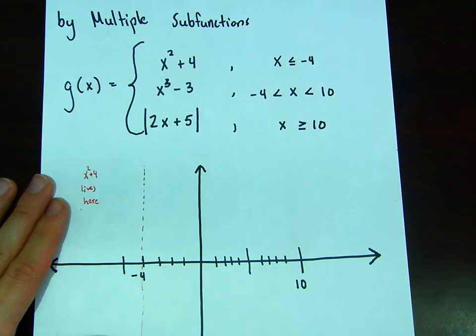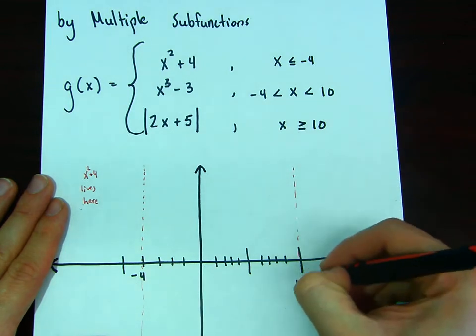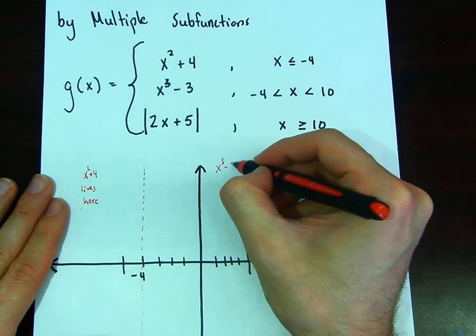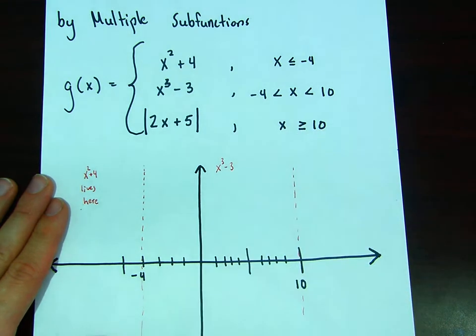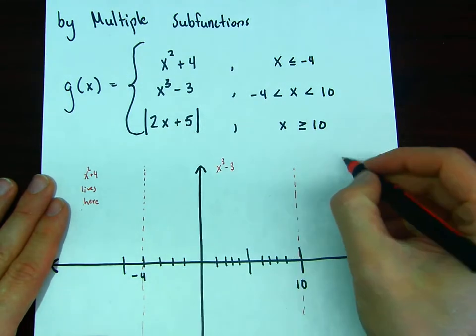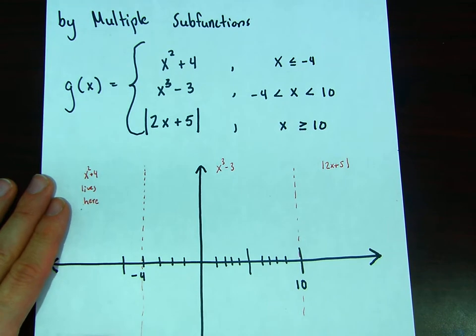right? And then what happens to everything between -4 and +10? Notice which part of the subfunction, right? X cubed minus 3 lives here. And everything to the right side of 10, this absolute value of 2x plus 5 lives here, okay?